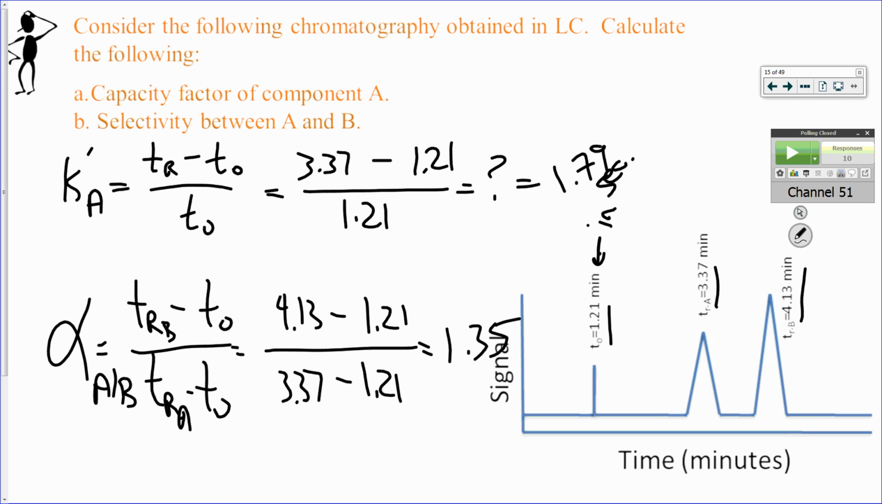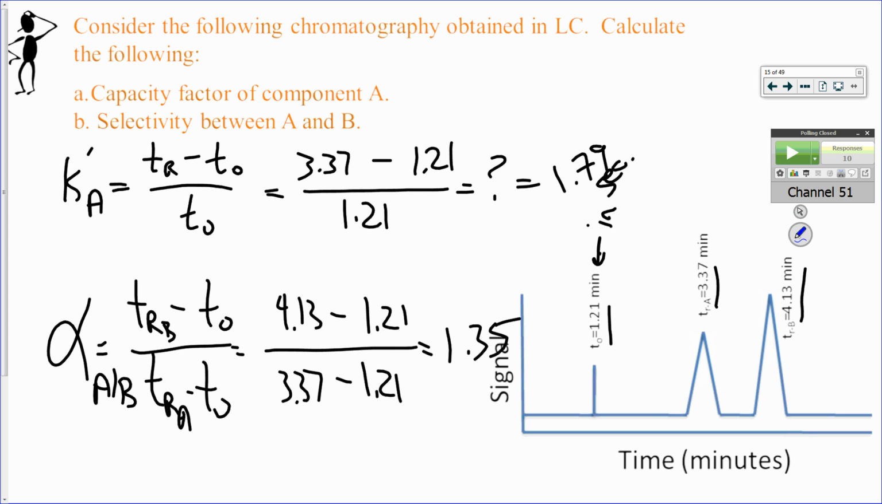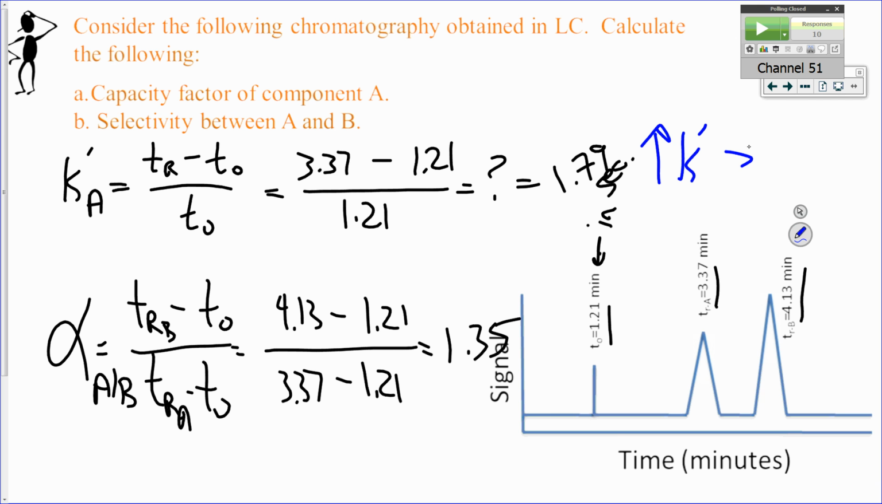Okay, so the bigger the number of selectivity, you want a relationship question out of this. Just some ways to think about this. The larger the K prime, the greater the retention time. That means the longer it's sticking on the column.